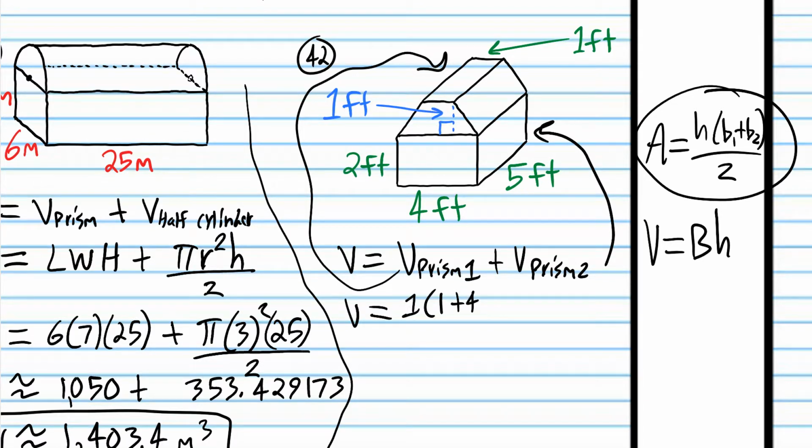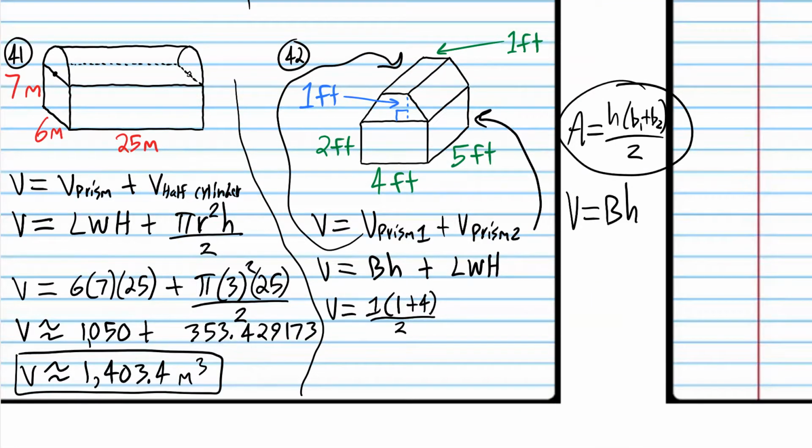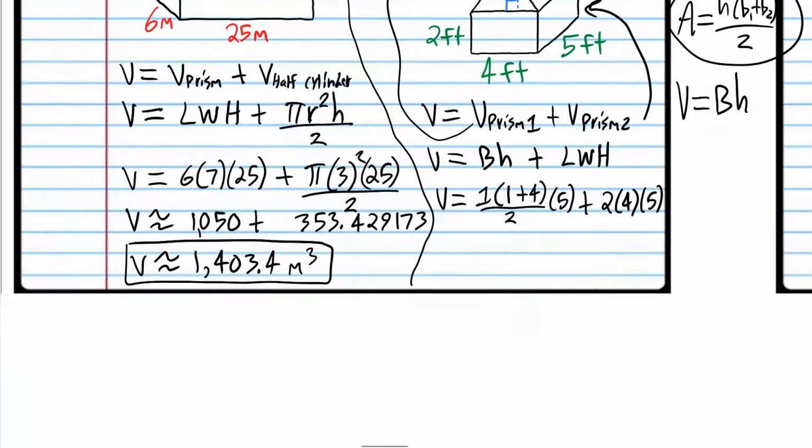So plug in 4 and then divide by 2. So that's the area of the base of that trapezoidal figure. Then we have to multiply that by the height. And the height of that top trapezoidal figure is 5. Then we do 2 times 4 times 5 for length times width times height of the bottom prism. And now we're ready to go.